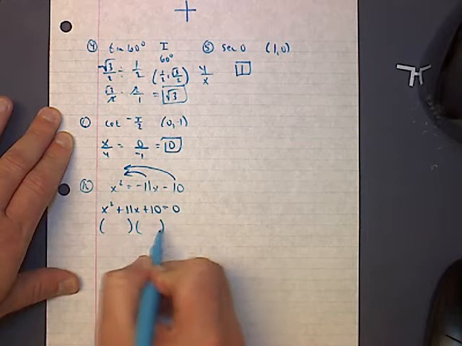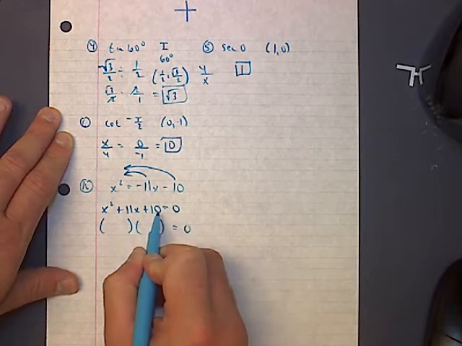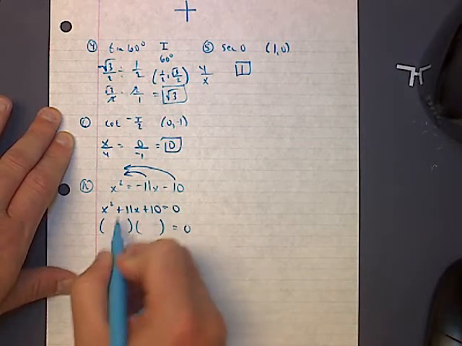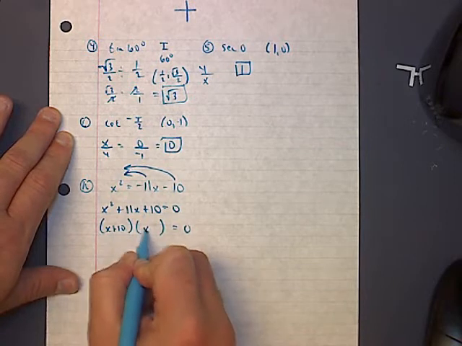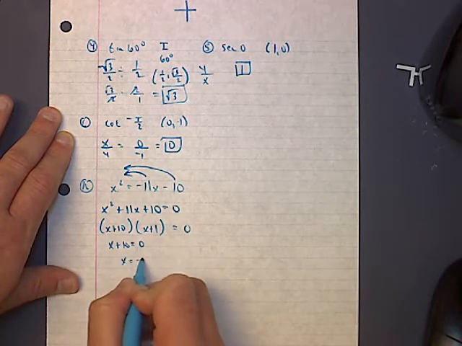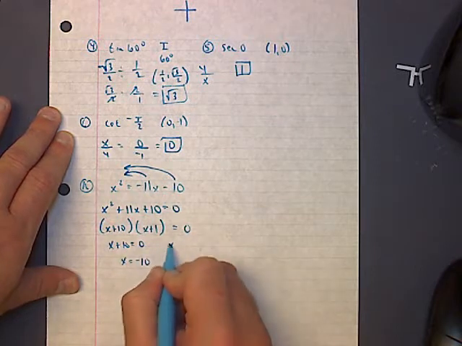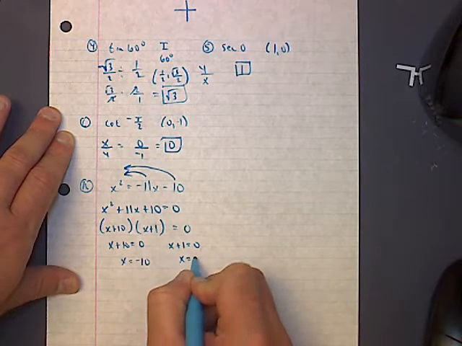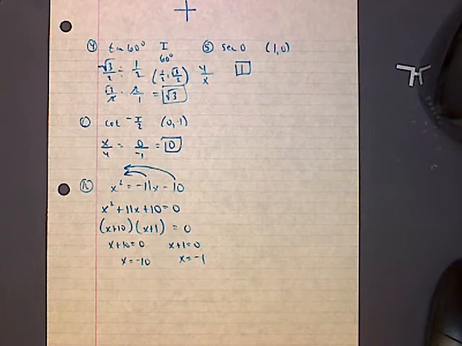You just put 2 parentheses down. It's got to multiply to give you 10, add to give you 11. That is a positive 10 and a positive 1. Set both of them equal to 0. You should be able to move that over in your head. That gives me negative 10 and negative 1.